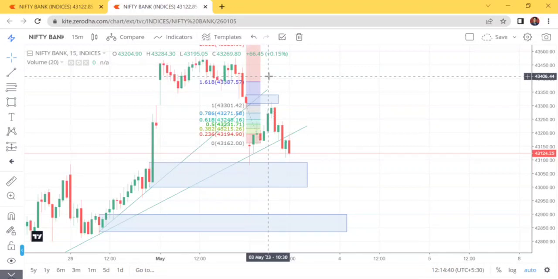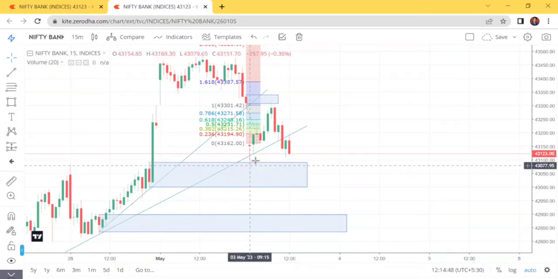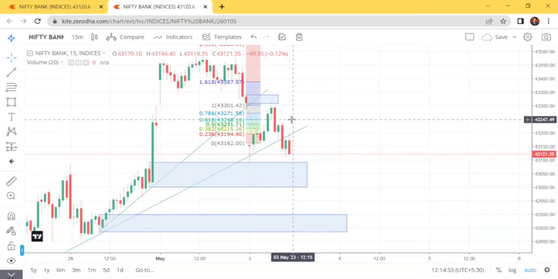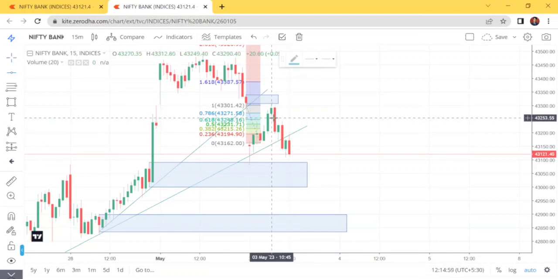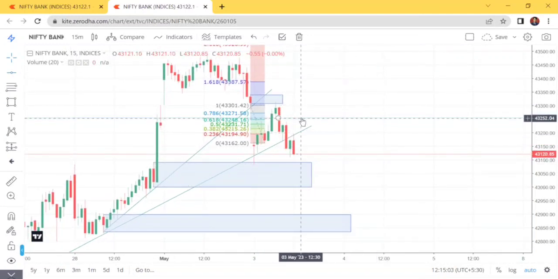Okay, good. Now, again, if you see, this trend line was respected. There is a sweep candle here. The second time it took a support and went up. We could have got a short if the market would have tested this indecision candle. Given it has not tested this indecision candle, a short is also not warranted here.